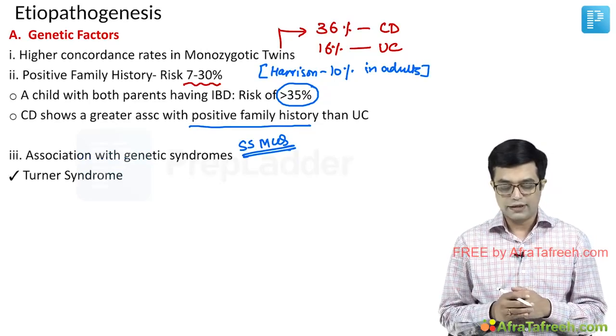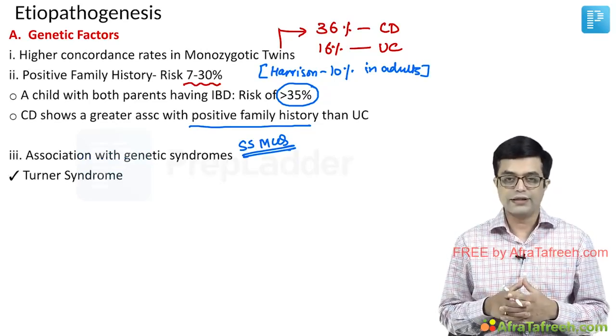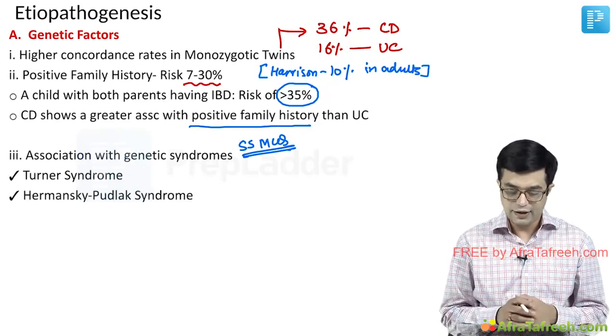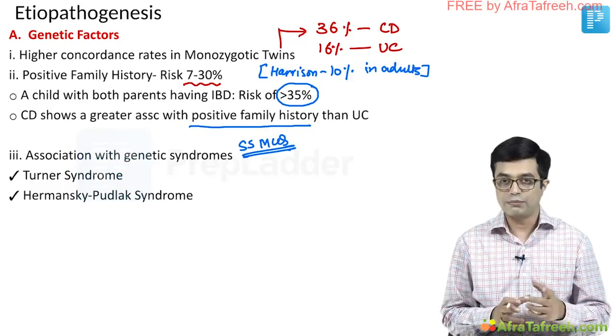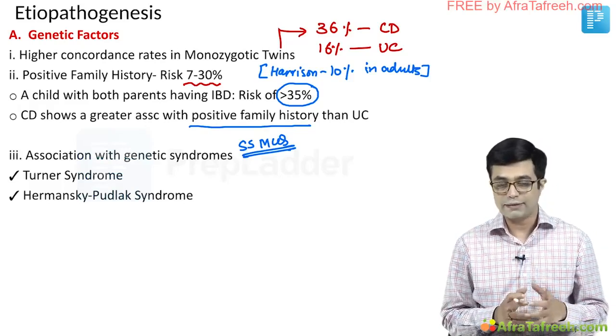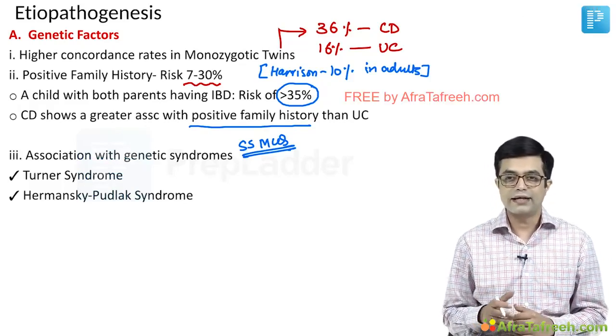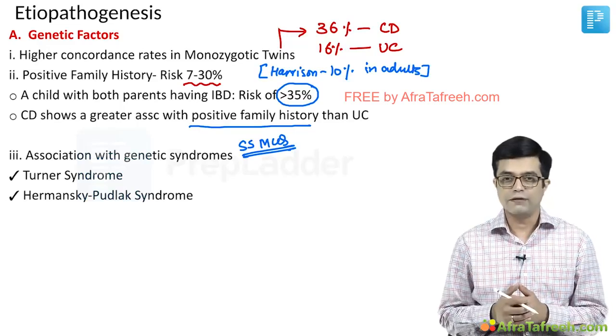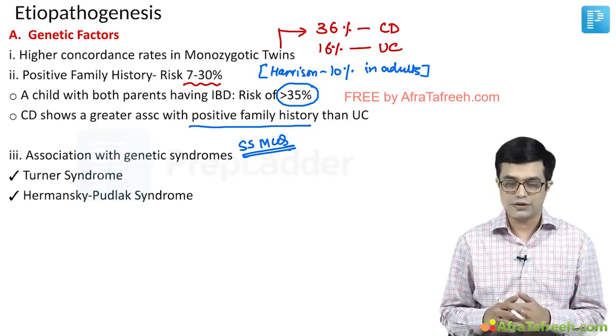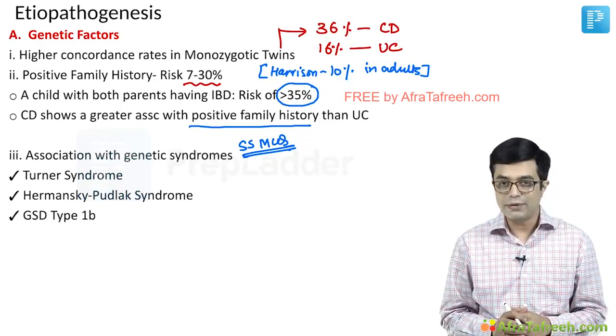So Turner syndrome is a frequent association of inflammatory bowel disease. Secondly, Hermansky-Pudlak syndrome. If you remember, we have already talked about this in a separate module. Hermansky-Pudlak syndrome patients will have albinism, they will have bleeding disorders, and they will have an increased risk of developing ulcerative colitis and Crohn's disease. Then GSD type 1b.